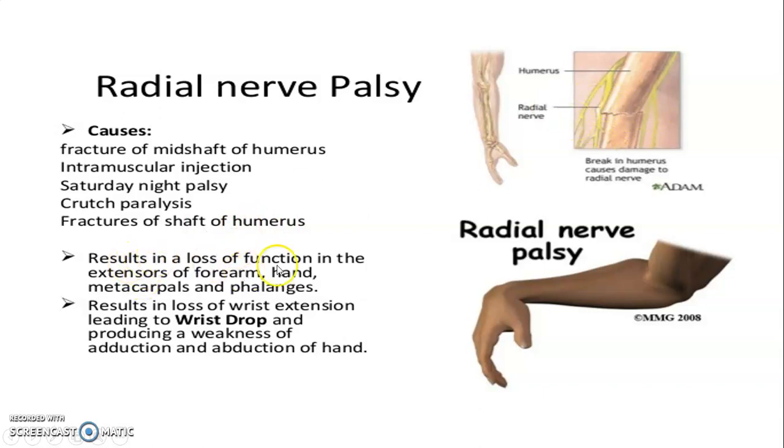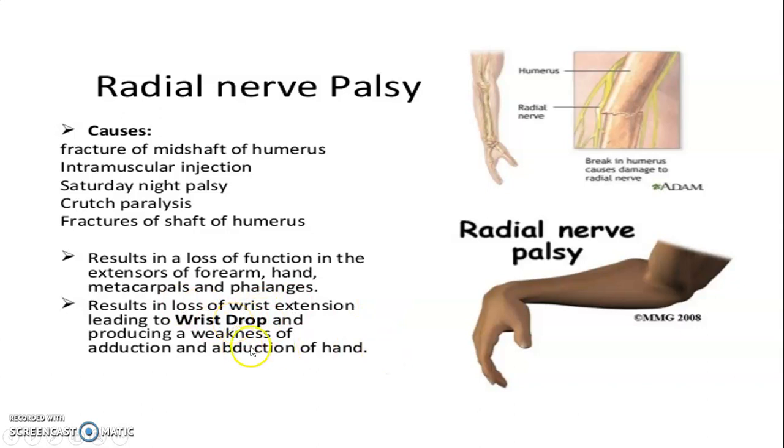So this can result in the loss of function of the extensors of the forearm. Remember, the extensors are in the posterior compartment of the forearm. So if radial nerve is injured, the extensors cannot work, so they cannot extend the wrist. So you have unopposed flexion at the wrist because the flexors are now acting unopposed. The extensors are not working. So you get what we call wrist drop.